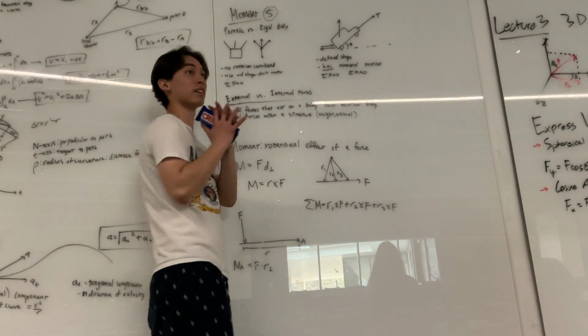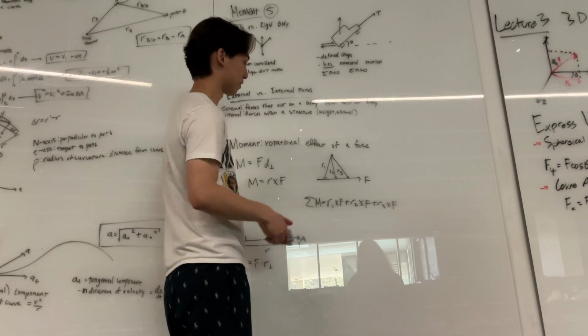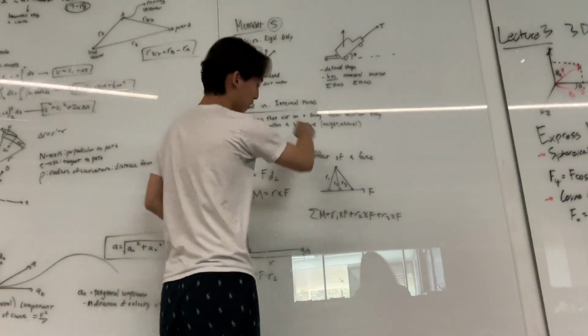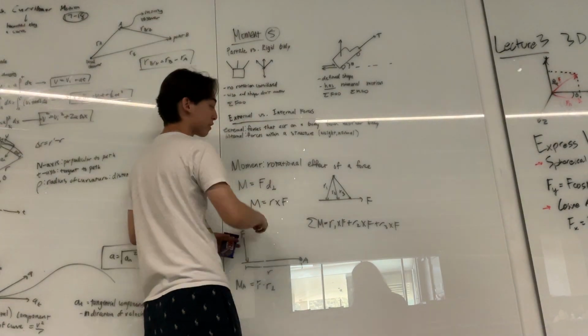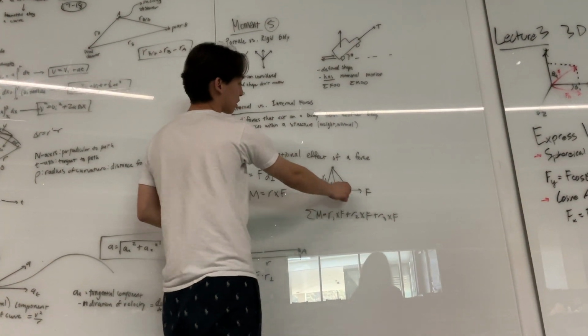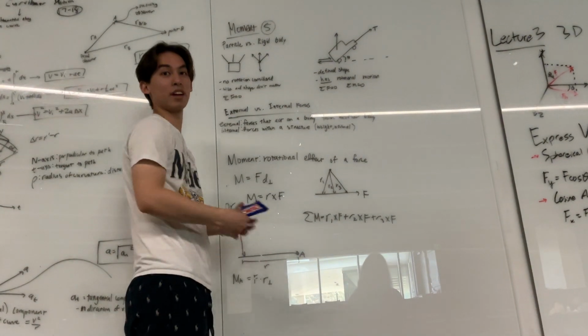We gotta bring in the determinants now. Remember this? Sum of the M's is 0. We're gonna bring that here. The sum of the M's is every single R cross F. So we have R1 cross F, R2 cross F, and R3 cross F. That's how you calculate it.